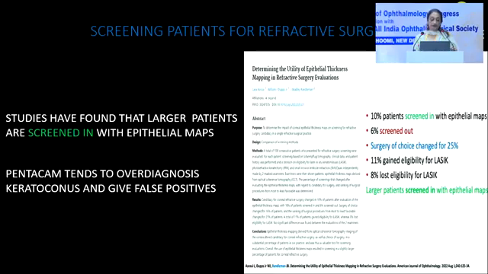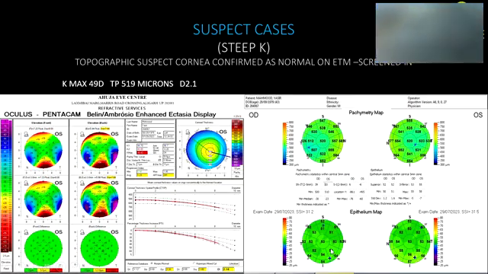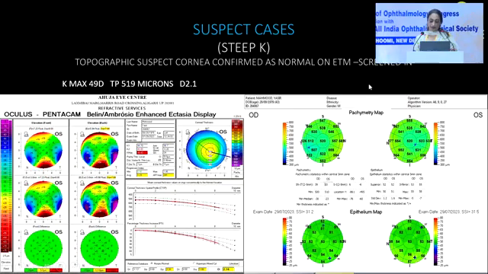It's extremely important in screening patients for refractive surgery, and studies have found, very interestingly, that more patients are screened in with the epithelial maps than screened out, and this is because Pentacam tends to overdiagnose keratoconus and gives false positive results. So this is a suspect case with a steep K of 49 diopter and a total D of 2.1. But the ETM over here is showing very regular epithelium with no areas of thinning. So the patient was confirmed as normal on ETM and screened in.